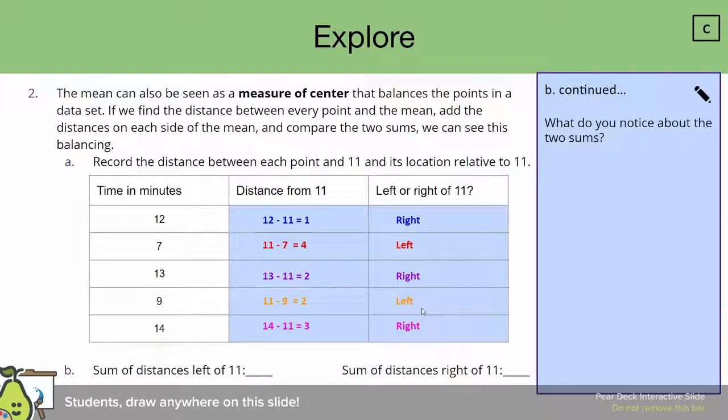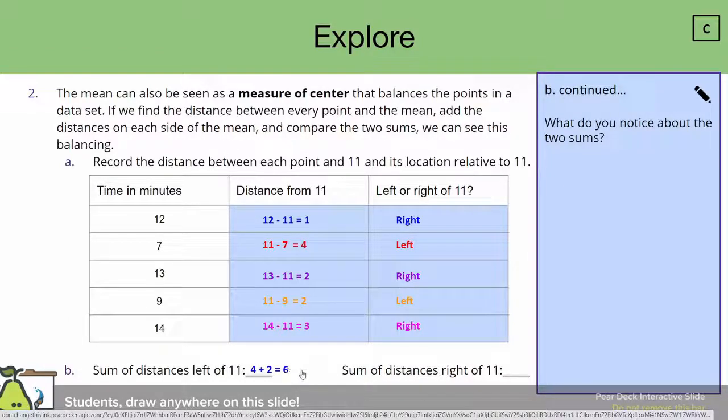All right, welcome back. If you said the sum of distances left of 11 is 4 plus 2, which equals 6, because we have left here and we have left here, this left corresponds to number 4, this left corresponds to number 2, so therefore if you add 4 plus 2, you will get 6. All right, so with that said, let's take a look.